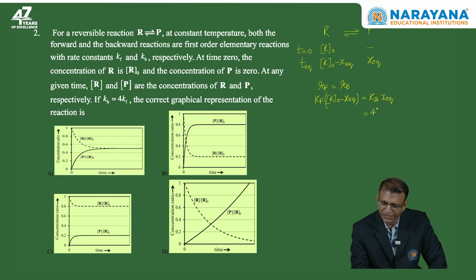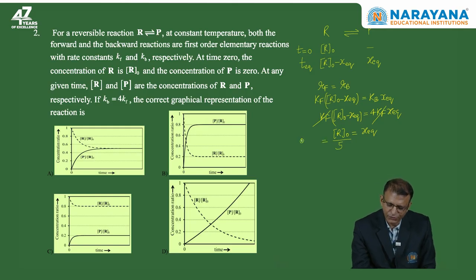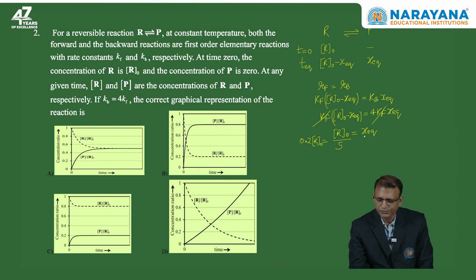So if I put here 4 times K forward into X equilibrium is equal to K forward into R naught minus X equilibrium, and if we try to simplify, K forward will cancel out, and we can write that R naught is equal to 5 times X equilibrium, or X equilibrium is equal to R naught divided by 5. So this value will be 0.2 times R naught. So we got that when 20% of reactant is converted into product, there is an equilibrium state.